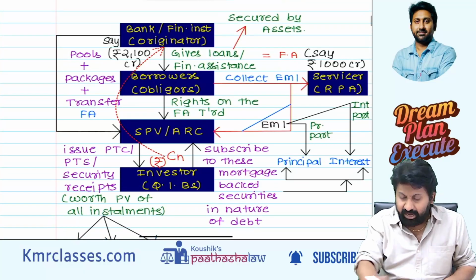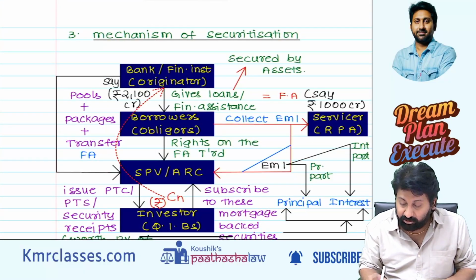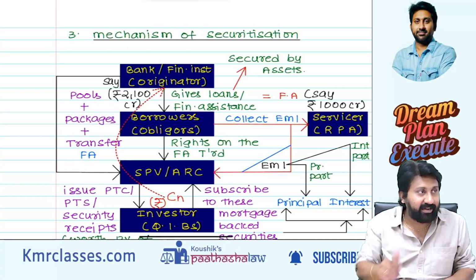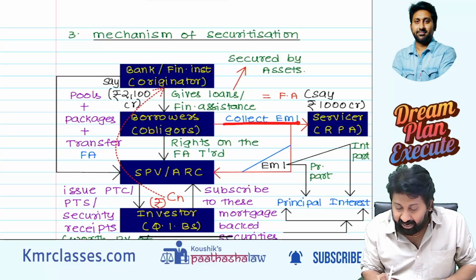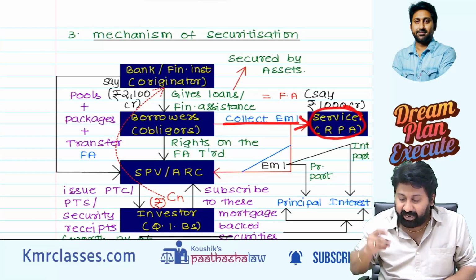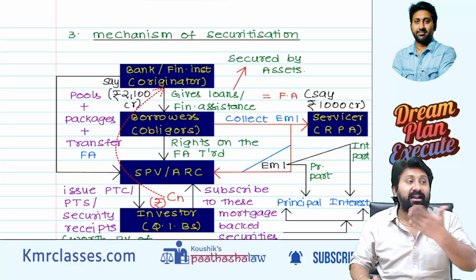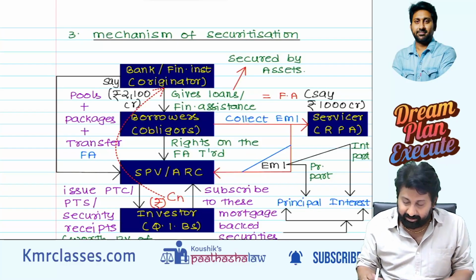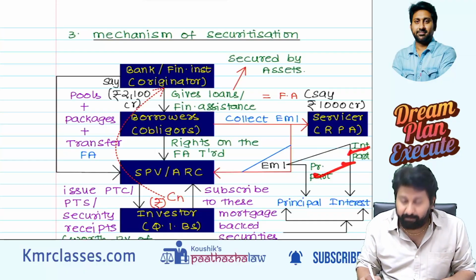So every month on this 1,000 crore principal, EMIs are collected. Borrowers will pay EMI, collected by a separate person called a servicer. What is it? Servicer. The servicer will collect the EMIs. These people will collect the EMI. In this EMI, two parts are there: interest part and principal part.